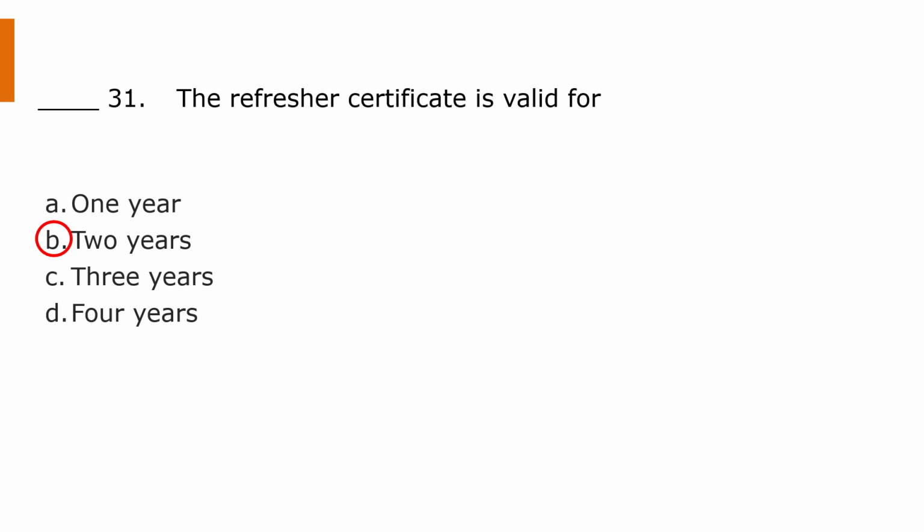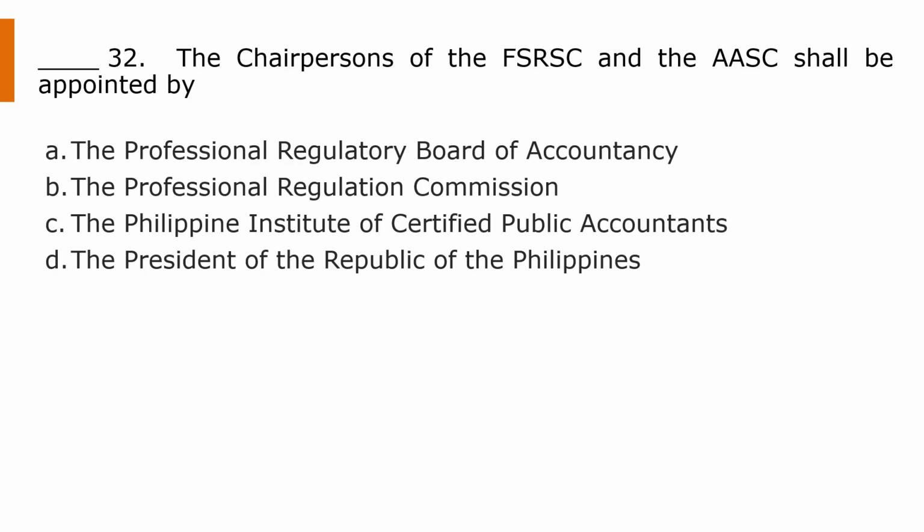So, bravo for 31. 32, the chairpersons of the FSRSC and the AASC shall be appointed by, do you remember this one? We did answer a related question to this one. They will be appointed by the Professional Regulation Commission, okay, upon endorsement or recommendation from the Board of Accountancy. So it will be the PRC who will appoint chairpersons of the FSRC and AASC, as it is also the PRC who creates these councils or committees.